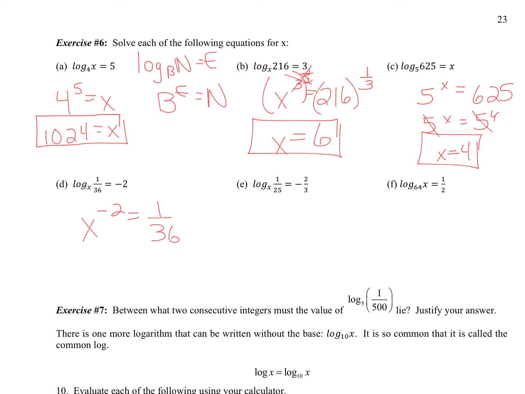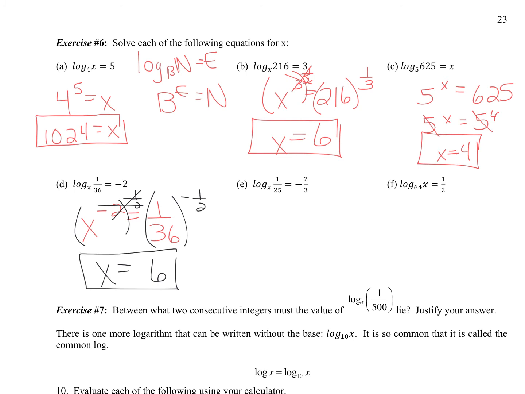Looking through the rest of them, this is x to the negative 2 equals 1/36. I know that's 6, right? 6 squared is 36. 6 to the negative 2 would be 1/36, but I could use that reciprocal exponent rule, so this is going to cancel that exponent. I could type that in my calculator. I could also know that I'm going to flip the fraction because of the negative exponent, and then it's going to take a square root, so that's going to be 6 for this answer.